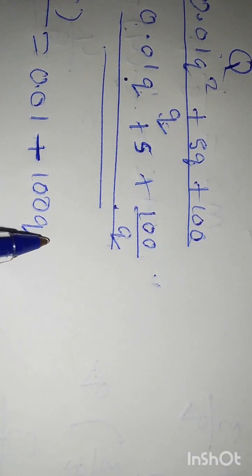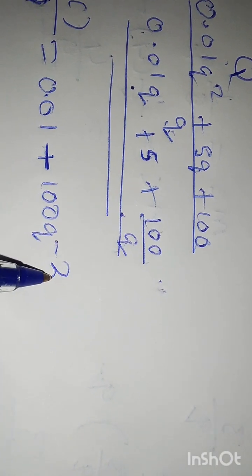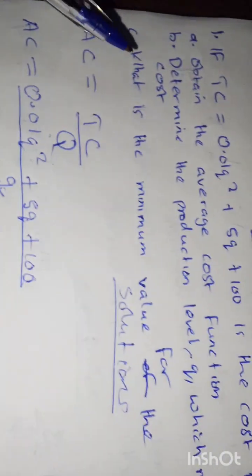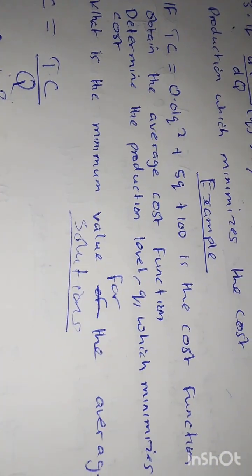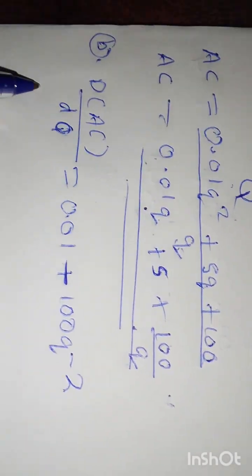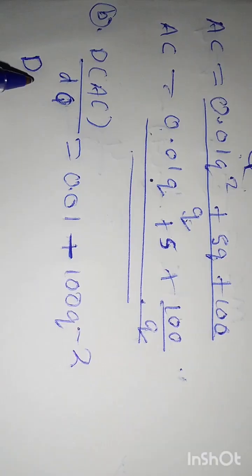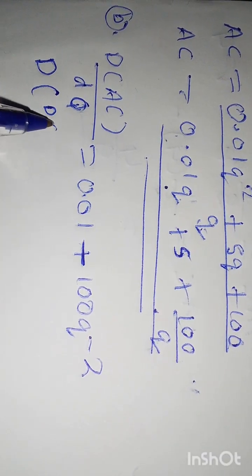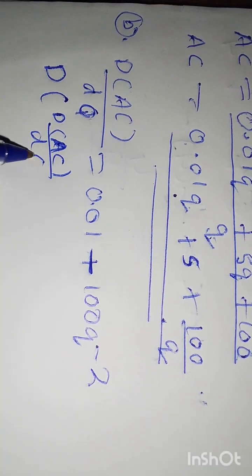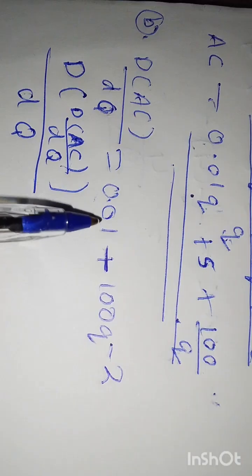Negative 1 minus 1 gives negative 2. Then, since we are determining the level of production, we have to use the second derivative. So we have to differentiate this function again: the derivative of dAC over dQ. So you have to find the derivative of this one, which is the second derivative.